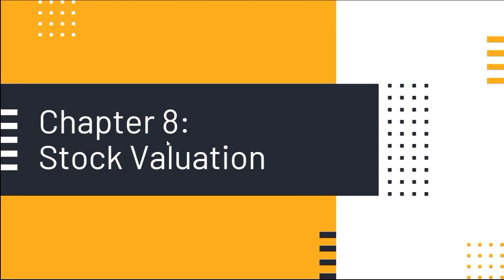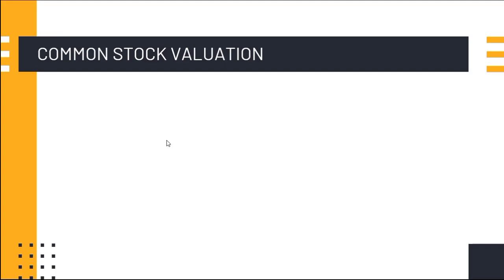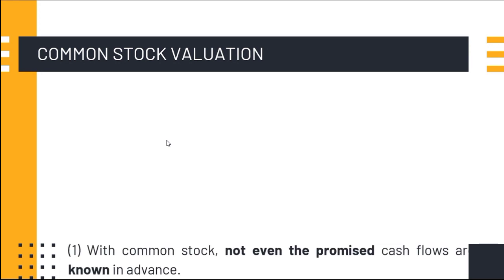Good day everyone. We will be discussing the last chapter of part 3 of the book, which is stock valuation. In this chapter, we will learn about the other major source of financing for corporations. Common stock valuation. As with any other financial asset, stock valuation involves finding the present value of future cash flows. However, it says that a share of common stock is more difficult to value in practice than a bond for at least three reasons.